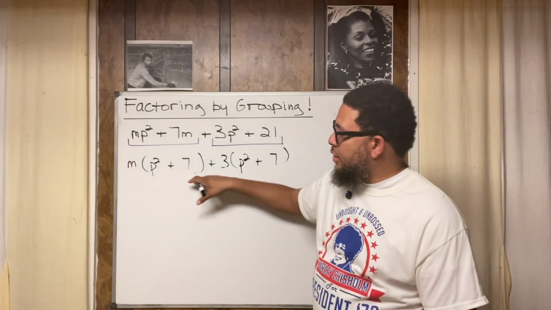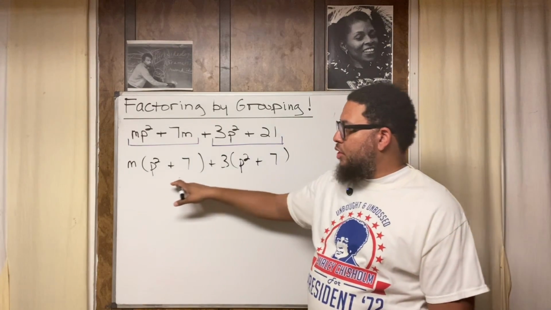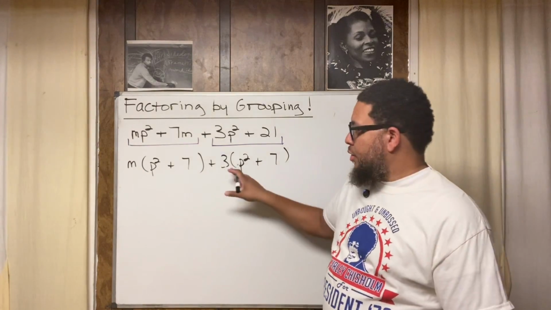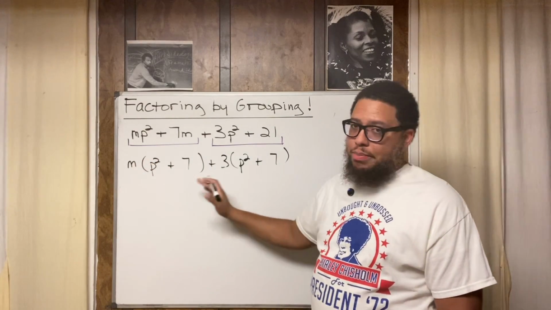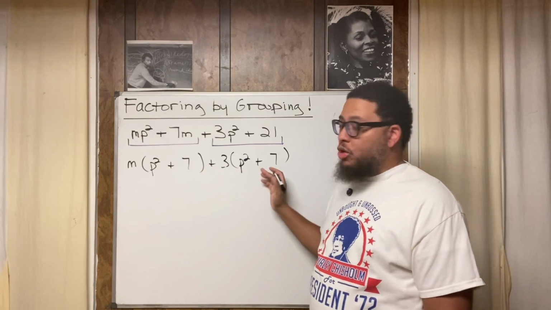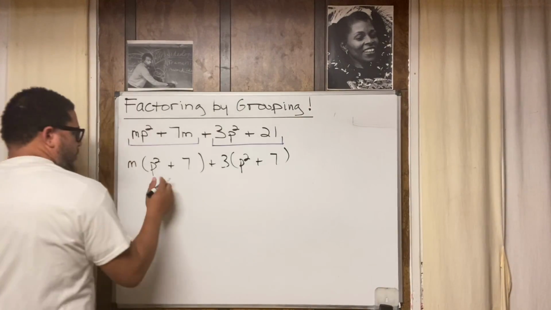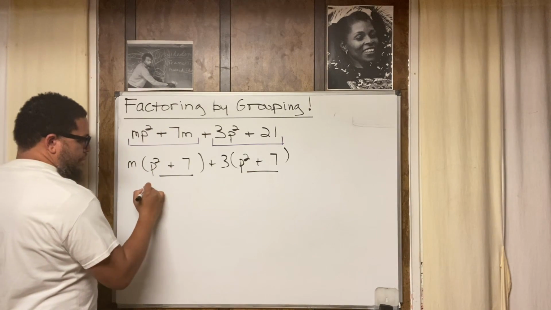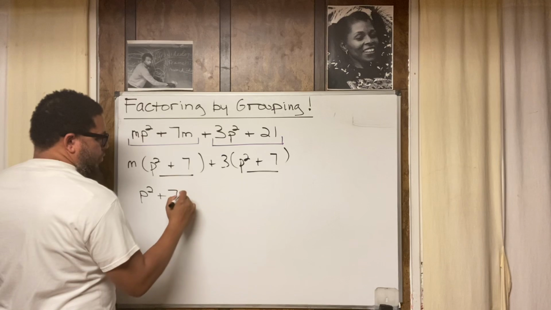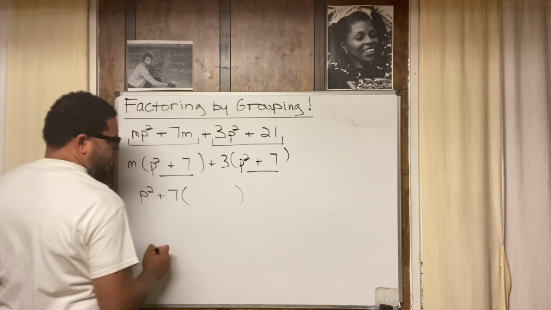So think about it. This is a term, and this is a term. M times the quantity p squared plus 7 is one term. 3 times the quantity p squared plus 7 is another term. So even though it might not look like it to you, this is a binomial for real. All right. So your GCF is what they have in common, this whole binomial, p squared plus 7. So you got p squared plus 7. That's your GCF.